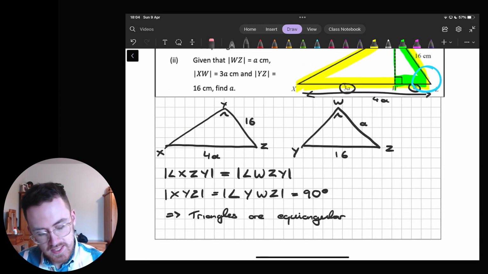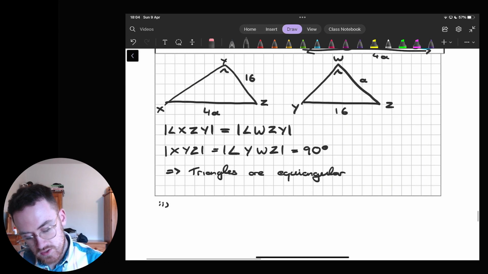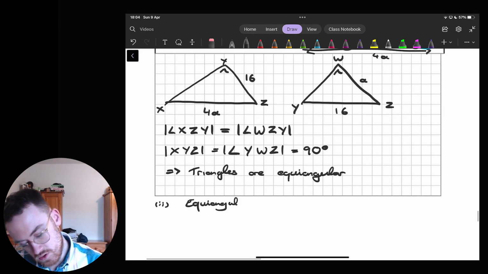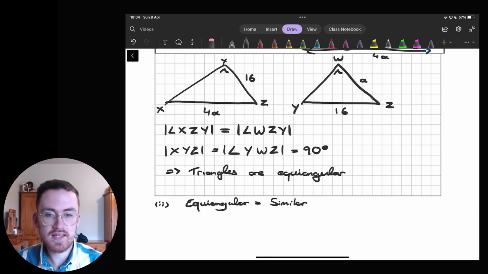So answering the second part then, well, if they're equiangular, that means that they are similar. Do you remember that was just another word for similar? It's another way of us saying that they're similar, because similar means that they have the same angles.